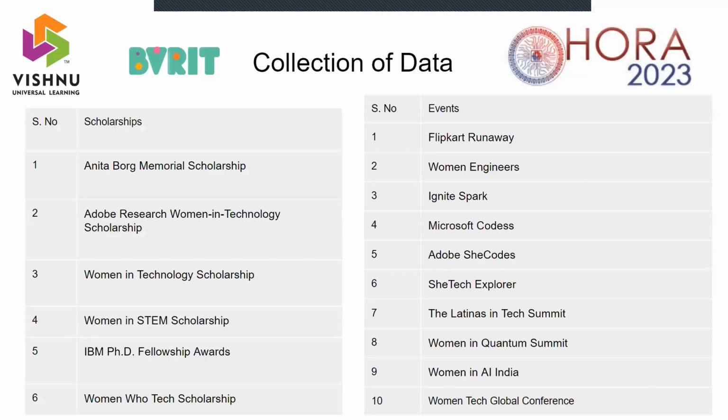And proper insights were taken at the end of this research. When we want to take an overview of the collected data, if you could see here, there are 2 tables. We want to give a brief overall overview. In scholarships, we have the Anita Borg Memorial Scholarship, Adobe Research Women in Technology Scholarship, Women in Technology Scholarship, Women in STEM Scholarship, etc. And coming to events, Flipkart Runway, Women Engineers, Ignite Spark, Microsoft Codes, Adobe She Codes, etc. Like that, we have collected hundreds of data. Totally, we have collected around 500 opportunities, events and scholarships. This is just an overall overview.